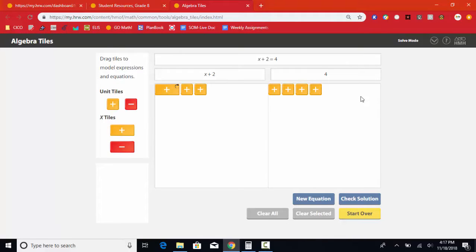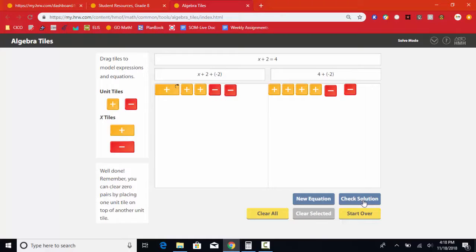There's the solve mode, is what I was looking for. Solve mode. So we have this x plus 2 equals 4. So we have x from the x tiles plus 2 units, 1, 2, equals 4 wholes. So we check solution. So we need to isolate the variable. We need to get this by itself. So we need to put 2 subtract on there because we need that to cancel it out. But whatever we do to one side, we have to make sure we do it to the other side. Then we check our solution.